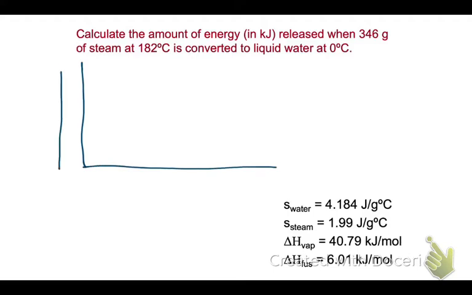Heating curve, in the y-axis, I do have temperature in degrees Celsius, and in the x-axis I have heat added in this direction. So two temperatures are important when you have the heating curve. The first one is the freezing point, and the second one is the boiling point. So for water, that's 0 degrees Celsius and 100 degrees Celsius.